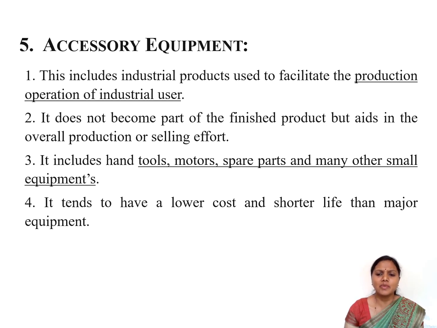So whenever you are manufacturing some main product, all these accessory equipments will be used. But when another product is manufactured, the same accessory equipments will be used. They will not be inserted into the finished product. For example, hand tools, hammers, spanners, etc. Some small motors, spare parts, and many other small equipments. So when you are manufacturing a car, these spanners and all will be used. And when the next car comes, the same spanners will be used for fitting and so on.